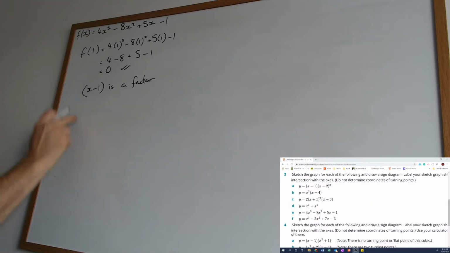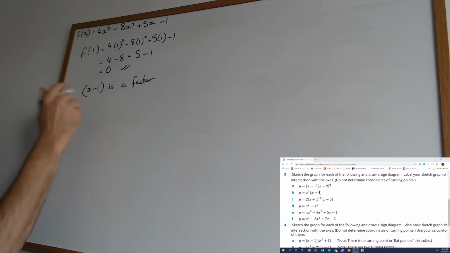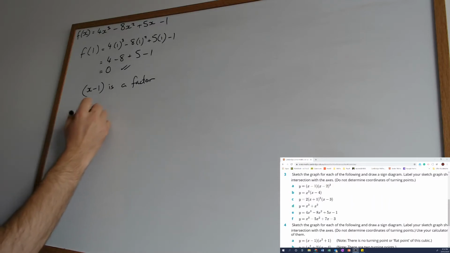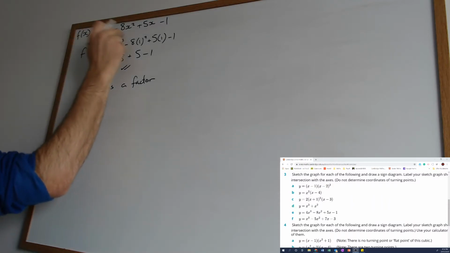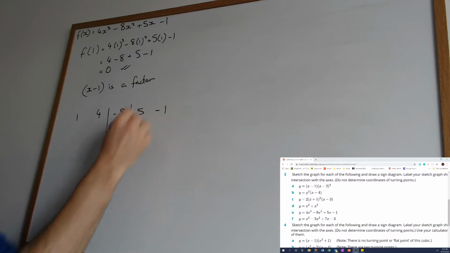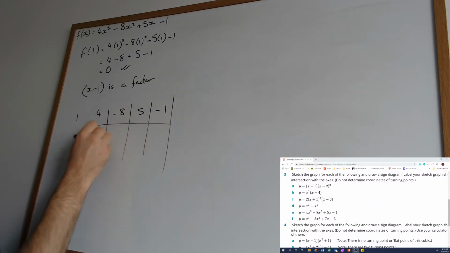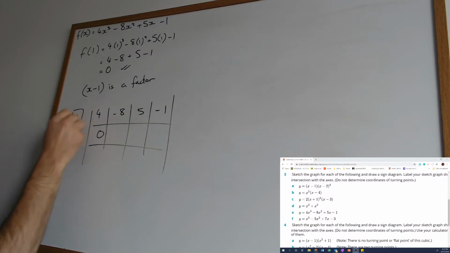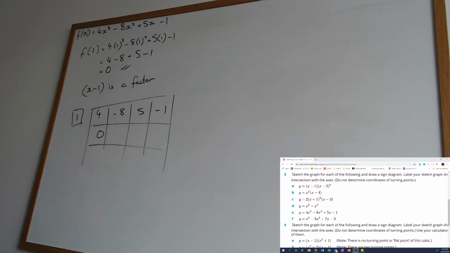So let's do a quick long division of that. I'm going to use a synthetic method to save time. So let's put all our coefficients: 4, negative 8, 5, negative 1. And we can go through, put a 0 in. This is what we call a synthetic, or the box method, or the cheat method.